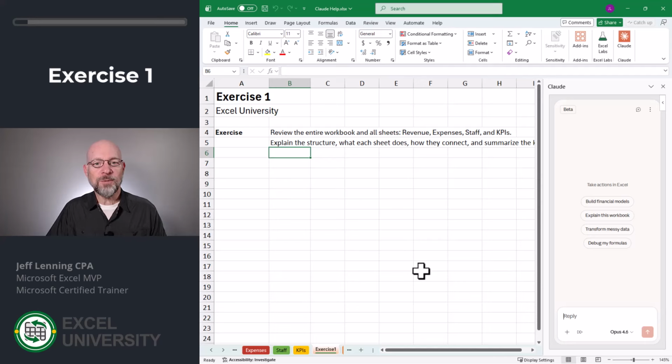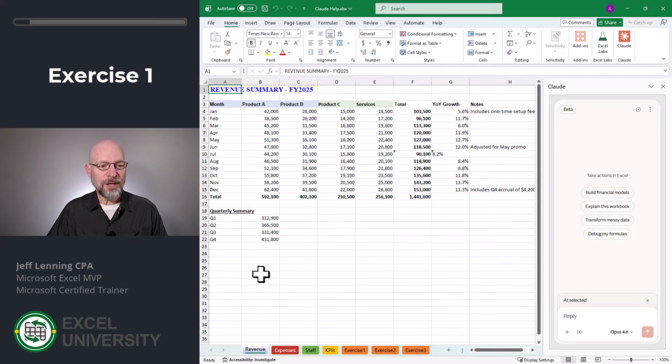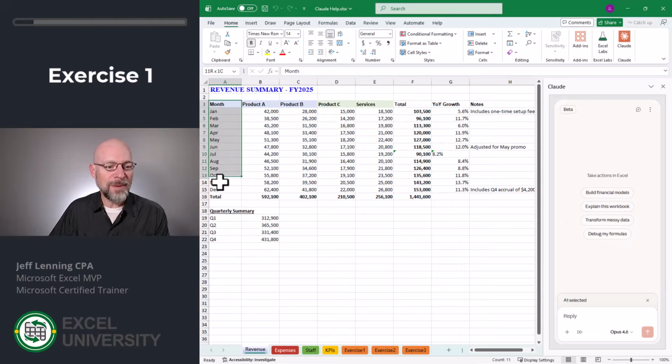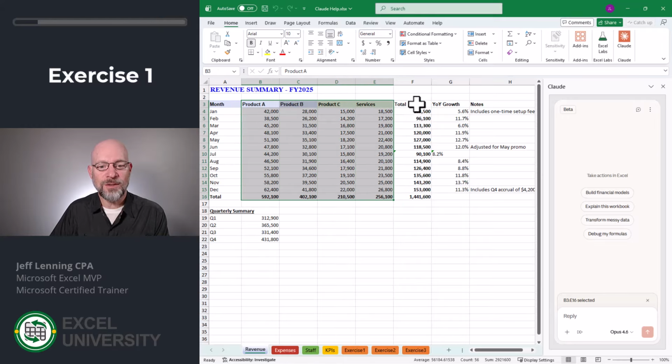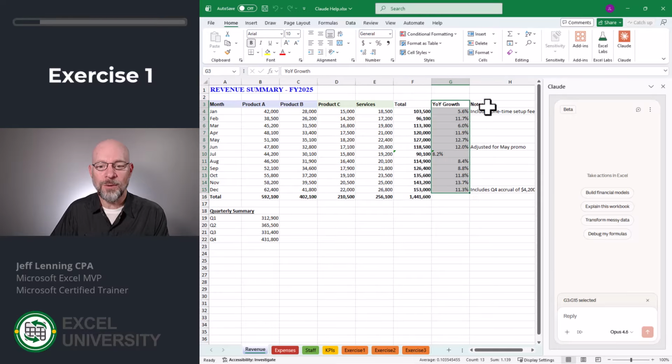Now before we go right to prompting, let's just get our bearings. The first worksheet is our revenue. I know the font is small, but basically we have month, and then we have product A, B, C, and services. We have a total column, we have year-over-year growth, and some notes. And then we have a quarterly summary.